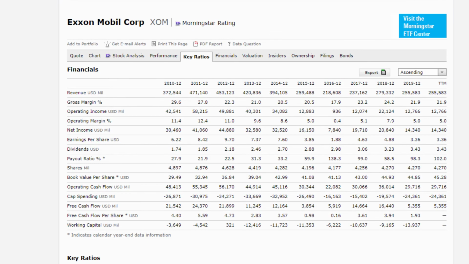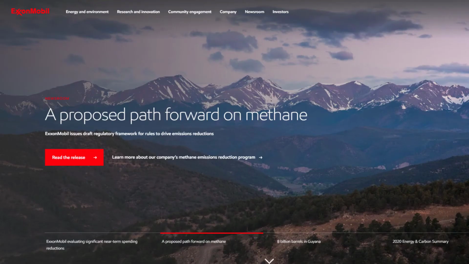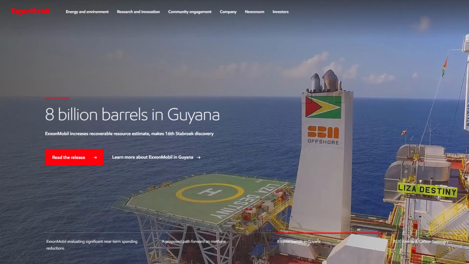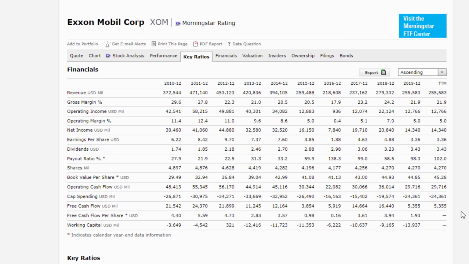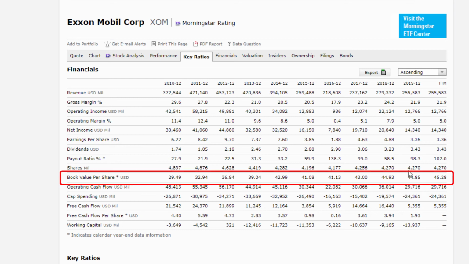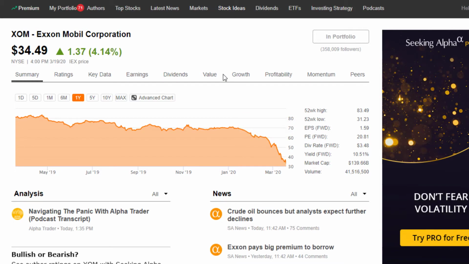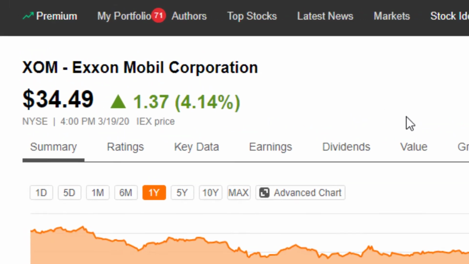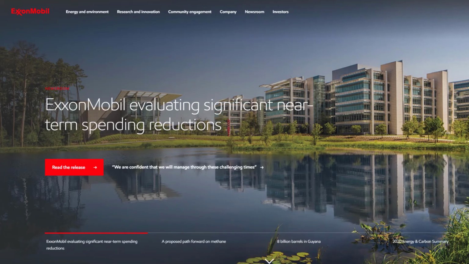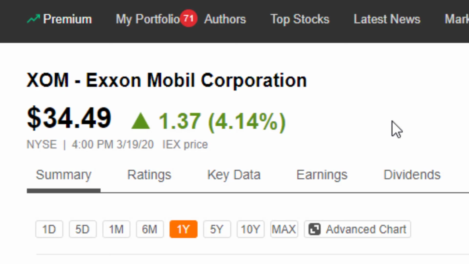However, if we take a dividend payer from the energy sector, ExxonMobil, it is actually trading below its book value at the moment. If we go to the key ratios of ExxonMobil, we can see in 2019 book value per share is right now at 44.85. If we then go over to Seeking Alpha, we can see that at the moment ExxonMobil is trading at 34.49, so that is quite a discount to the book value per share. Now, this is not to say that ExxonMobil becomes an instant buy. You would have to look deeper into the company for that, but this is a good example of a company trading below its book value.